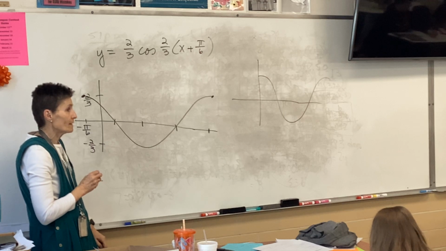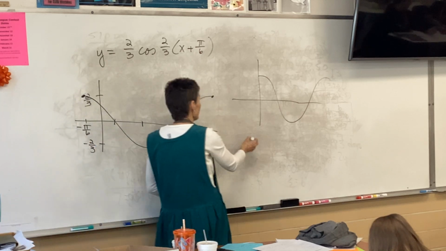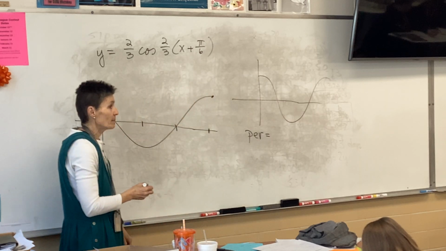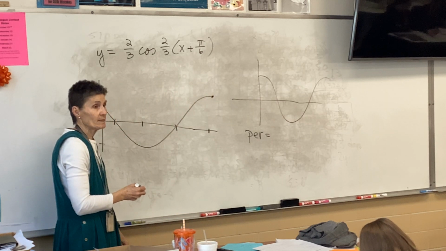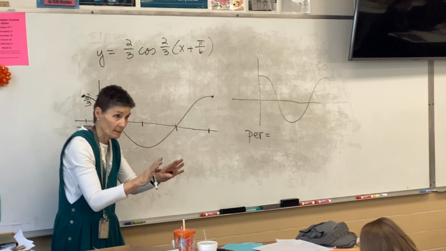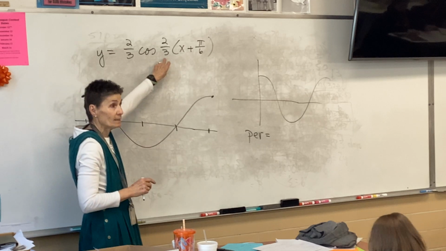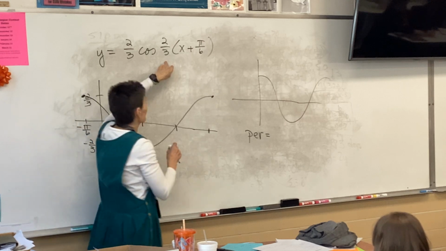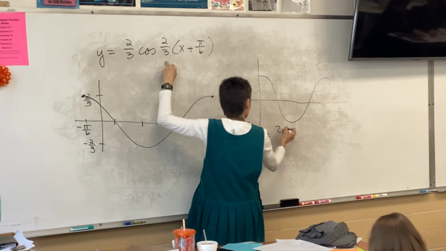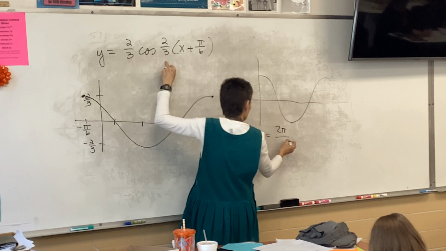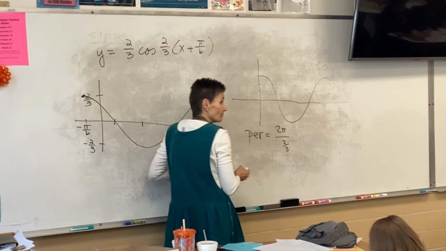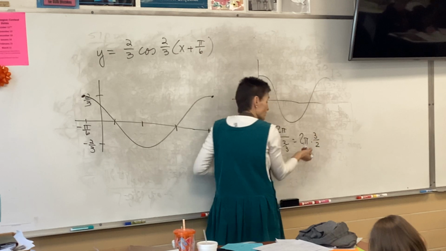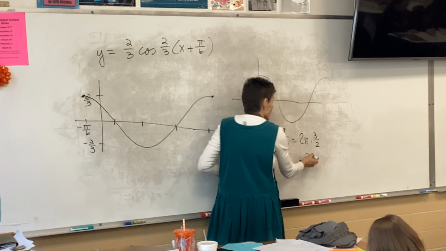In order to know where it ends, I have to know what its period is. And its period is going to be 2 pi normally, but it's been divided by that number. So it's 2 pi divided by 2/3, which is 2 pi times 3/2, which is 3 pi.